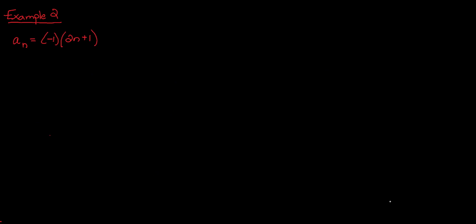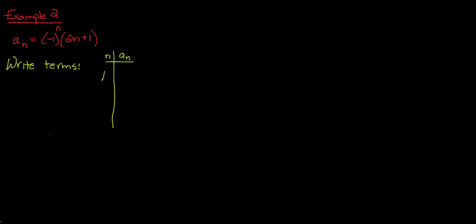Okay, let's take a look at another example. So in this example, I've got a sub n equals -1 to the nth power times 2n plus 1. So let's write out the terms of the sequence. Again, we could make a little table here for n and a sub n.